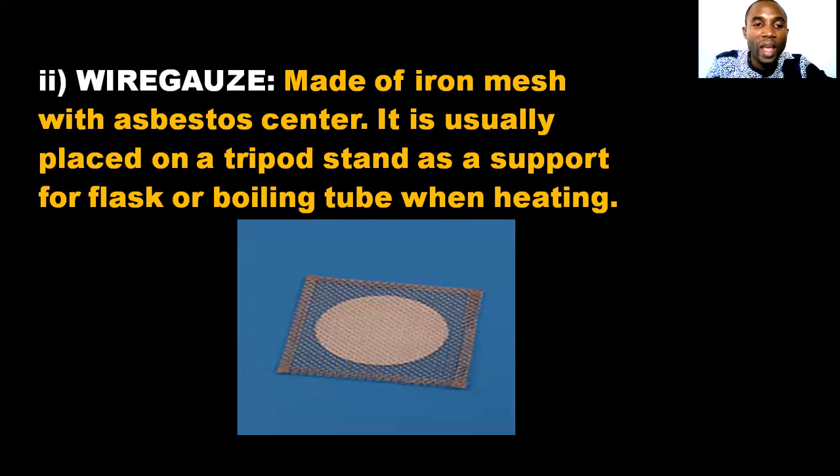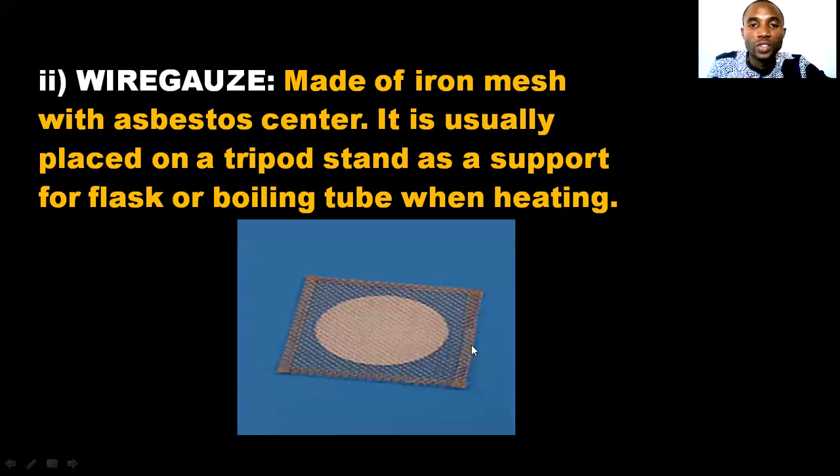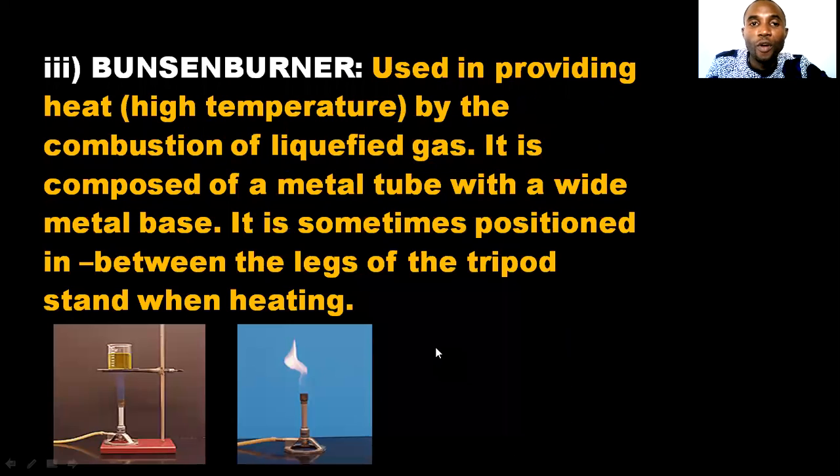This one is wire gauze. We normally put it on top of the tripod stand when heating. Wire gauze is made up of iron mesh with an asbestos center. Look at it. Asbestos is what is in the center. It is usually placed on top of the tripod stand as a support for the flask or boiling tube when heating. Of course, I have said that before.